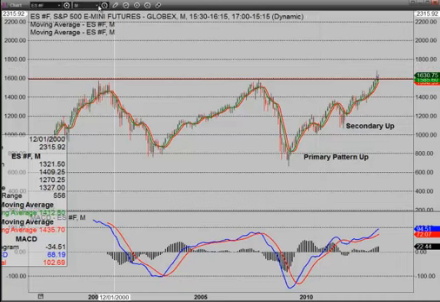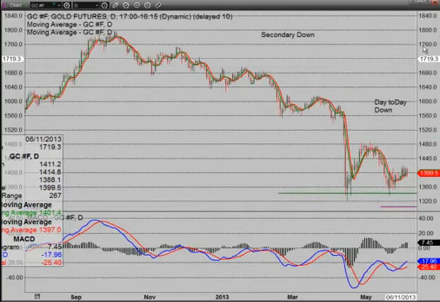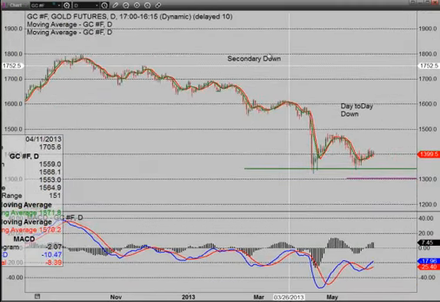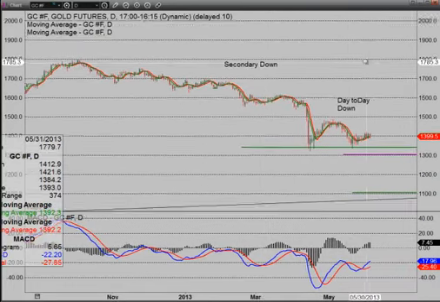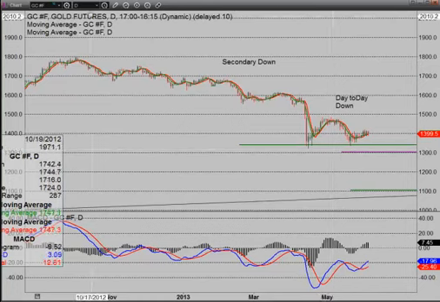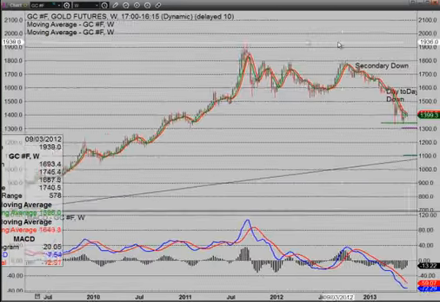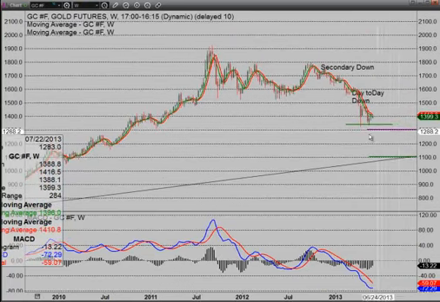Next market, let's take a look at gold. Here's gold. I think there's some more room on the downside, secondary down, day-to-day down. Actually, your short-term primary pattern's also down. We think there's some more room here on the downside. Let's get scale on it, jump out to a weekly. I'd feel more comfortable with gold somewhere in the zone between 1,300 and 1,100.